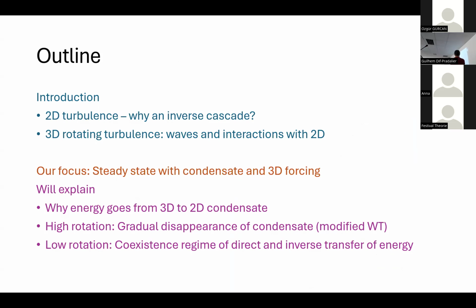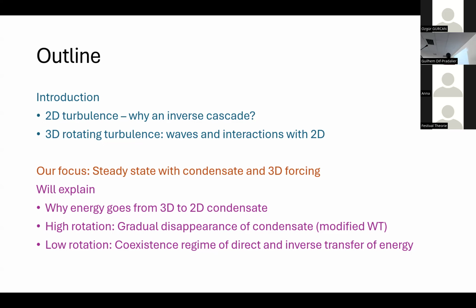So an outline, just because I will start with an introduction, and maybe for the specialists it will be boring, so to let you know what I'm going to talk about. The first part is going to be an introduction where I introduce 2D turbulence and explain why there's an inverse cascade. Probably you're familiar with it, but I'll just mention the argument. And then I'll talk about 3D rotating turbulence and talk a bit about the waves that you can see there and the interaction between the waves and the 2D component of the flow.